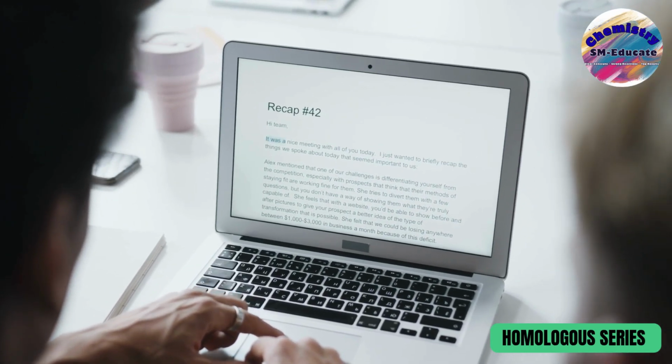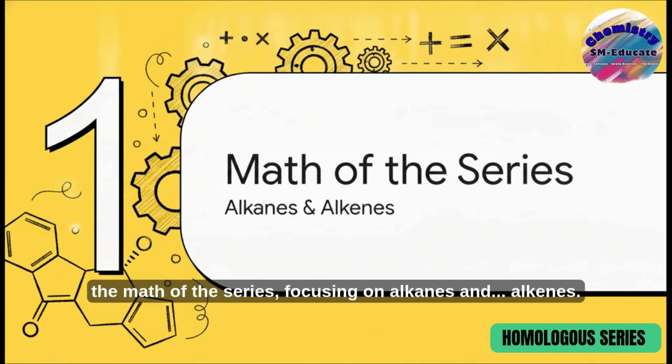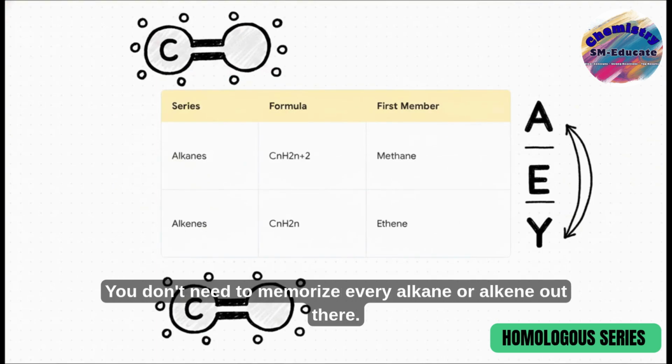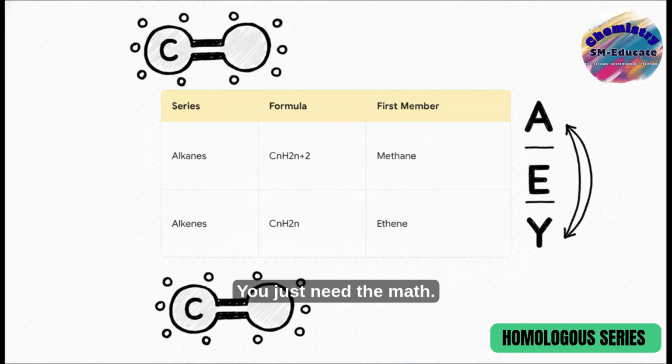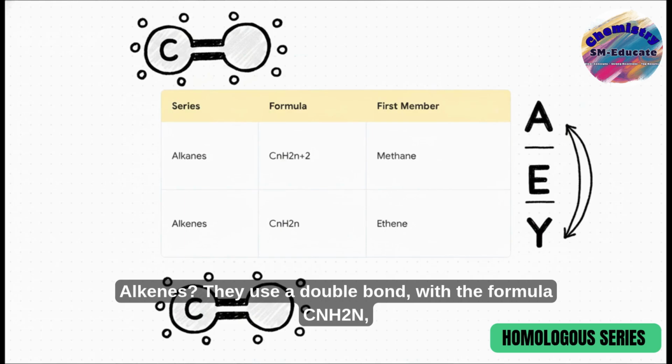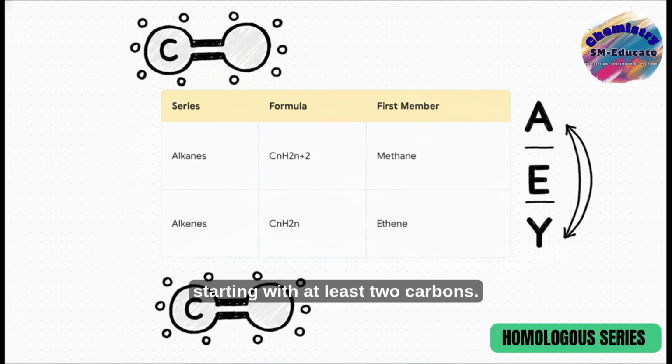Recap the lecture now. Moving on to Section 1, the math of the series, focusing on alkanes and alkenes. Now, we can use a really simple blueprint formula to build any family member from absolute scratch. You don't need to memorize every alkane or alkene out there. You just need the math. Alkanes use single bonds and follow the formula CnH2n+2. Alkenes use a double bond with the formula CnH2n, starting with at least 2 carbons.